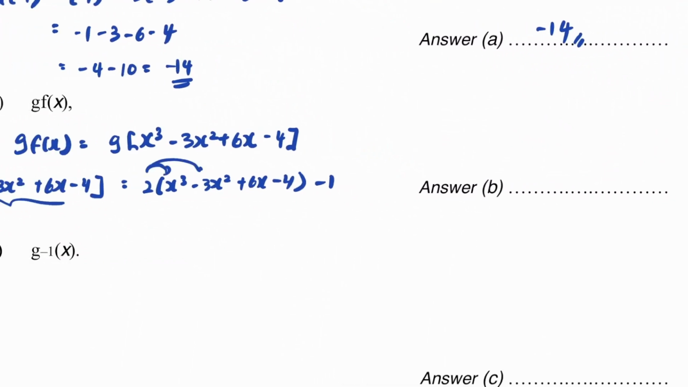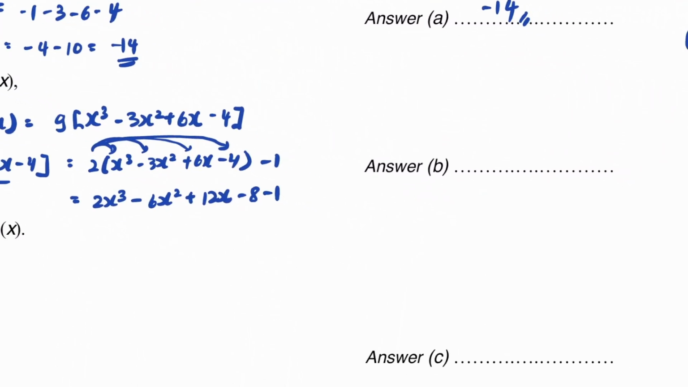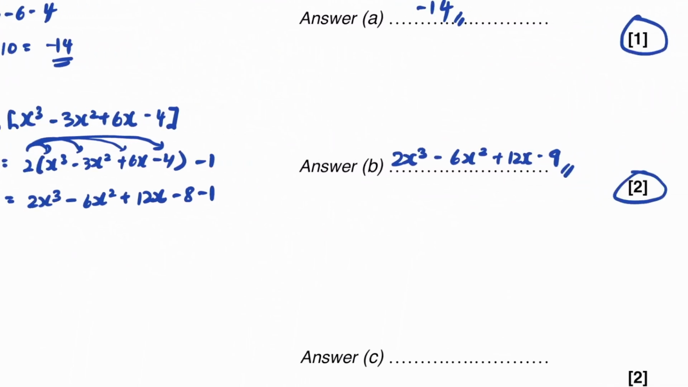So expand everything inside: 2x cubed, 6x squared, 12x minus 8 minus 1. How do you write your answer? Combine all like terms together: 2x cubed minus 6x squared plus 12x minus 9. That should give you another 2 marks.